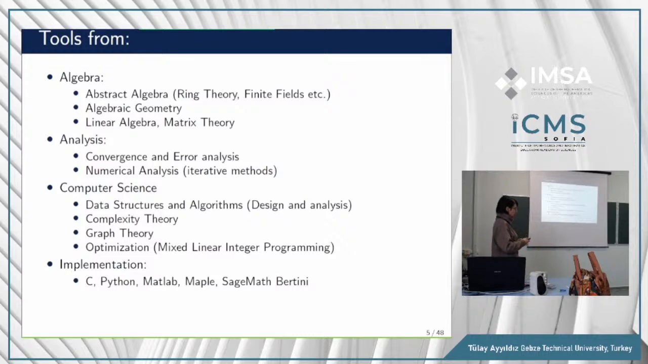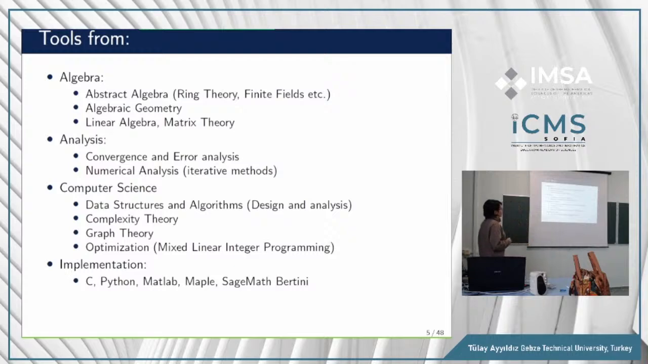In the first part, algebra comes in for symbolic computation. Abstract algebra is a tool, and algebraic geometry is my main tool because I work on polynomials. Also linear algebra and matrix theory are tools I usually use for the algorithm design part. The analysis comes from convergence and error analysis and some numerical analysis for algorithm design, to build up the iterations or recursions.